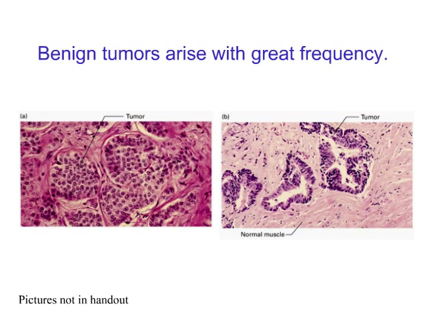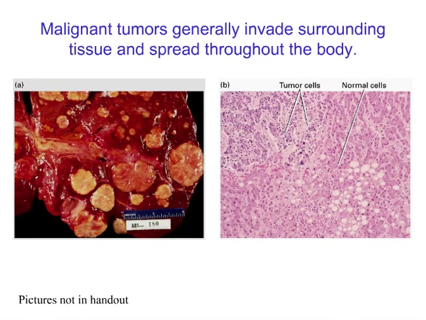Benign tumors arise quite frequently, but usually pose very little risk as they are small and localized. As illustrated in these examples of benign tumors, they are usually well encapsulated and fairly well differentiated.